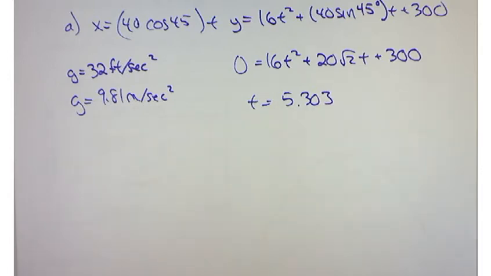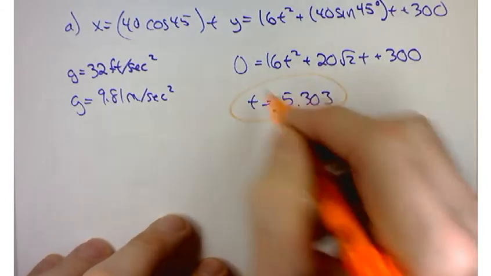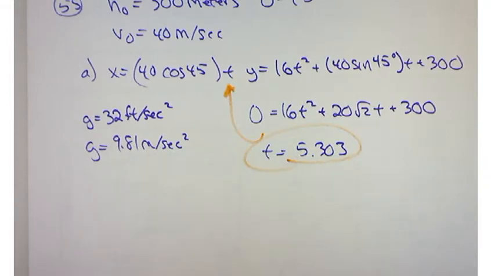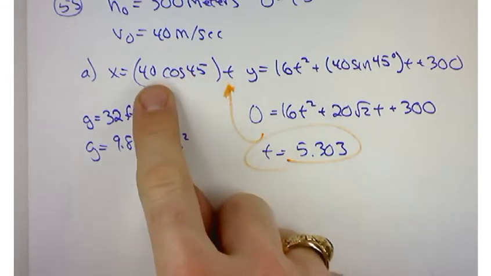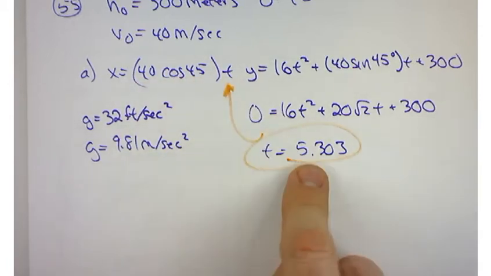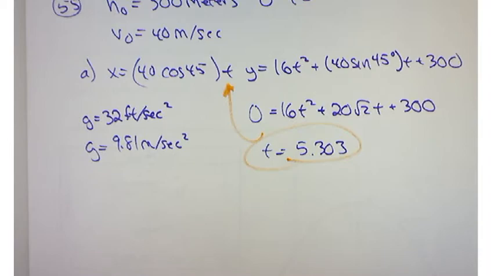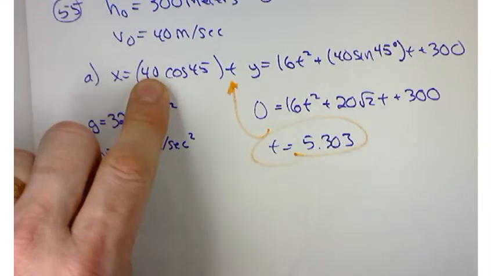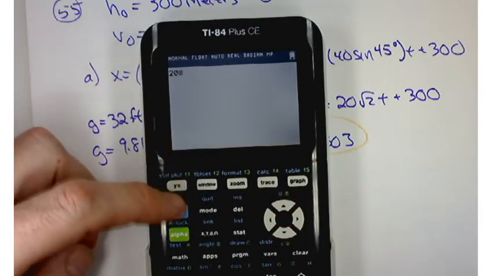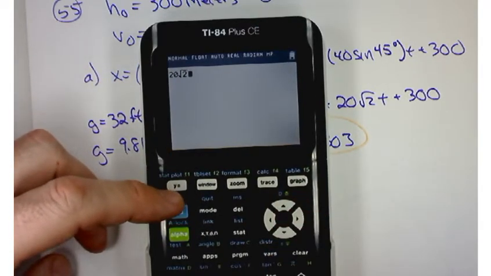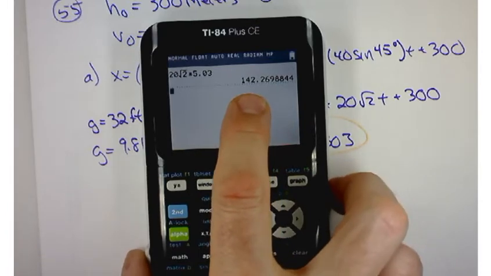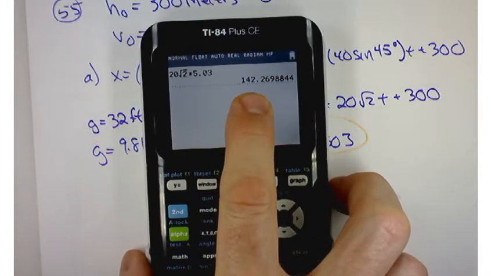Well, this part of the problem is a little bit easier than the first part. All you've got to do is plug this in here for x, because it's going to travel a distance x until it hits the ground, which is at 5.3 seconds. So it's 40 times cosine of 45. Actually, I'll put in that's 20 square roots of 2 times 5.303. 142 meters. That doesn't feel very good.